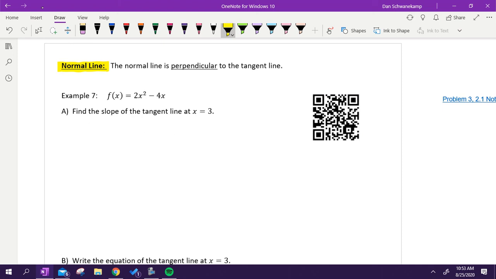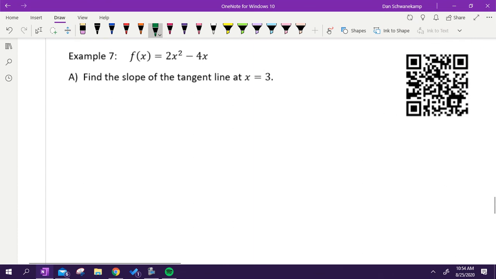The only difference is the slope is perpendicular. So remember what perpendicular means. If I told you the slope of something was 3, what is the perpendicular slope to 3 going to be? Negative 1/3. It is the opposite reciprocal. Flip the fraction, change the sign. All right, so let's do one last example today.